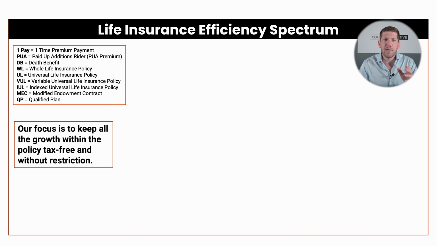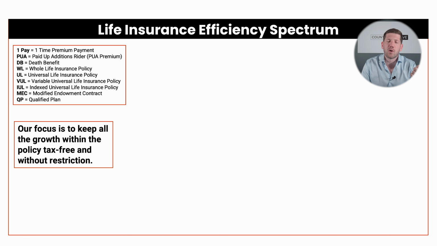So when I say one pay, I'm referencing a one-time premium payment. When I say PUA, I'm referencing what's called a paid up additions rider or PUA premium. Could be called something slightly different depending on the insurance carrier. DB stands for death benefit. Whole life is the whole life insurance policy, which falls under the permanent umbrella of insurance products. You got whole life, and then you have another one, UL, which would be universal life insurance, VUL, variable universal life insurance, IUL, index universal life insurance.